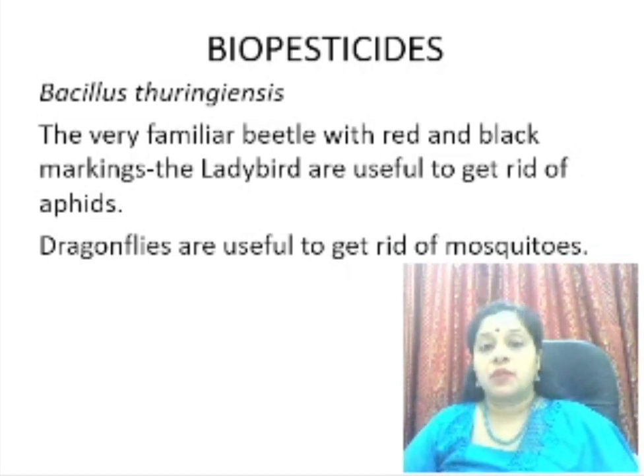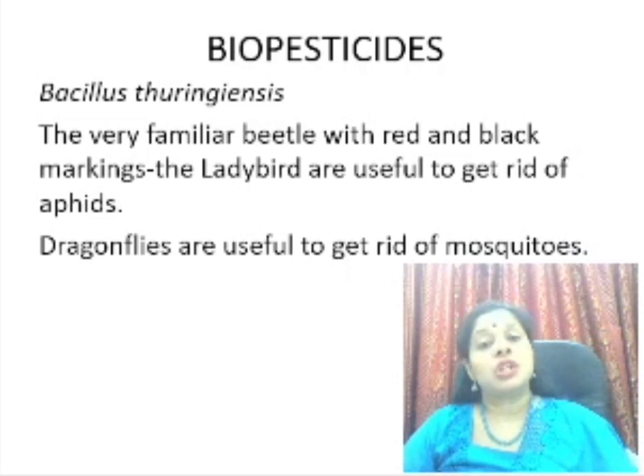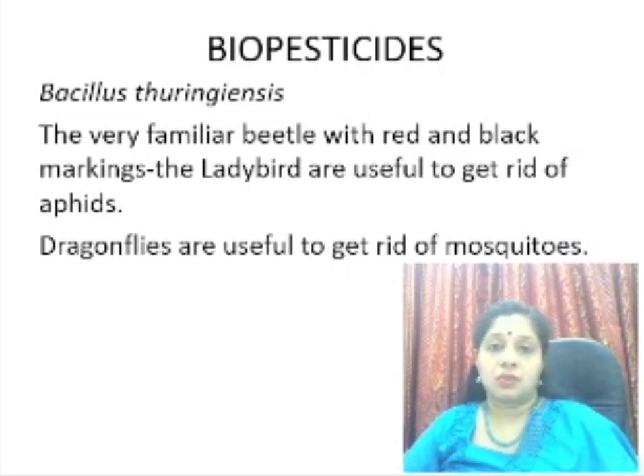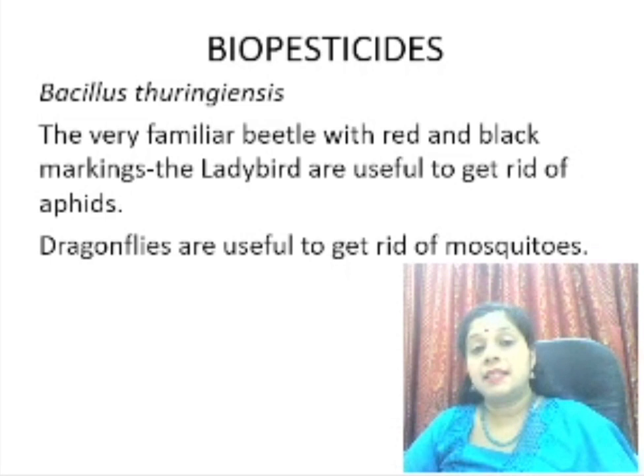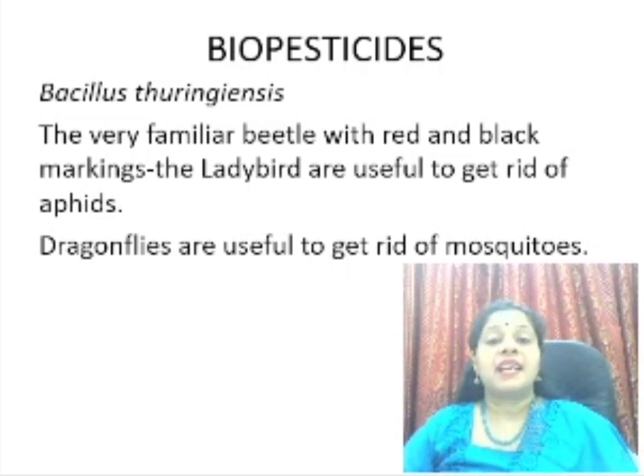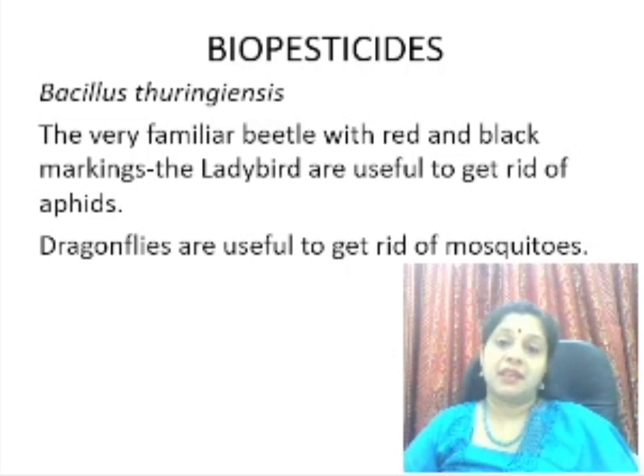I remember when I was small, lots of dragonflies were there near our place, and we used to play with them. But what is their significance? They would feed on mosquito larvae. So mosquitoes were under control. But nowadays we hardly see any dragonfly, but we see a lot of mosquitoes, because their natural predator is missing from the environment.